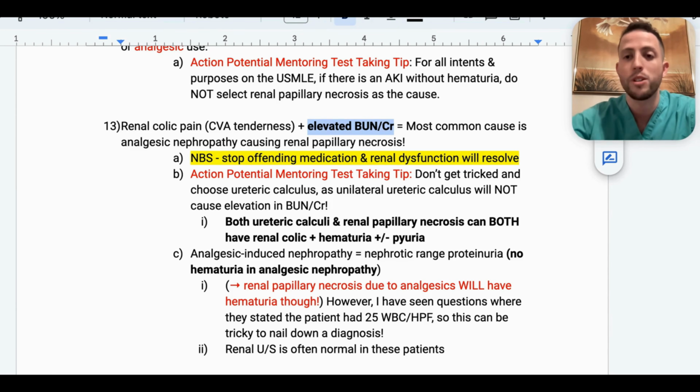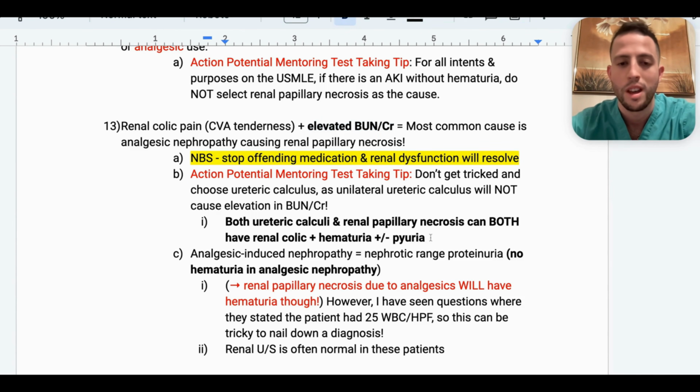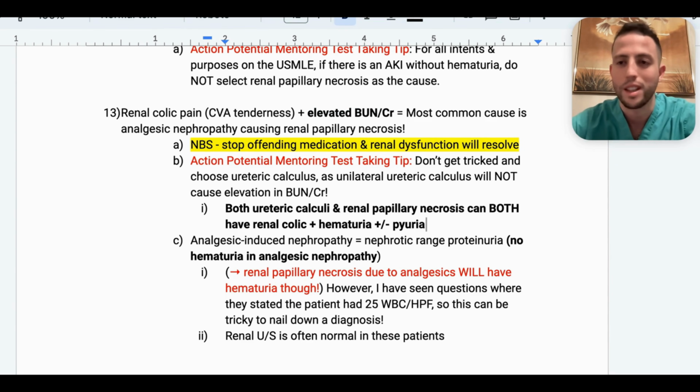If there's elevated BUN and creatinine on the USMLE, you're not going to put ureteric calculus. It's going to be very rare to cause that unless the patient's got a solitary kidney or baseline CKD. Both ureteric calculi and renal papillary necrosis can present with renal colic and hematuria plus or minus pyuria. And it'd be very rare to get bilateral kidney stones or a kidney stone and a solitary kidney on the USMLE.